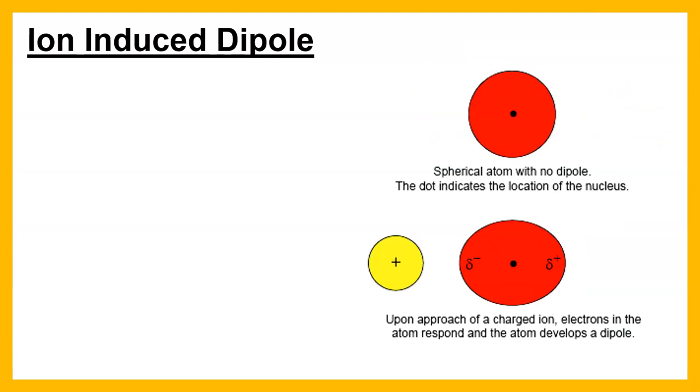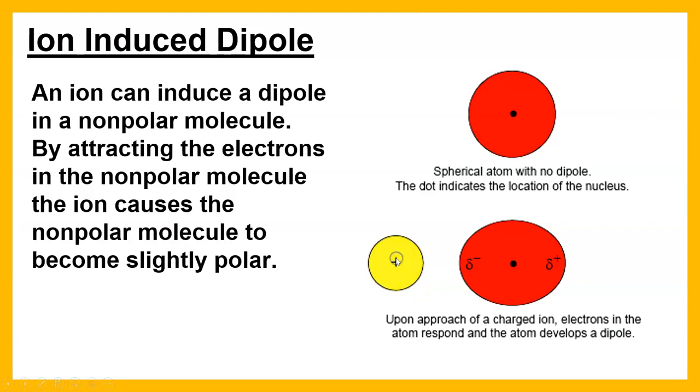Ion-induced dipole is when you have something that is nonpolar and an ion comes up next to it. The very large charge here can induce a dipole where there normally would not be one. This positive charge is pulling the electrons towards it, which results in this now being a little bit polar, with a little bit of a dipole.